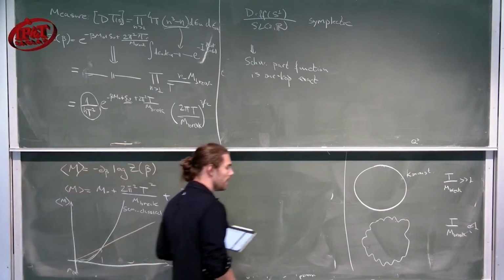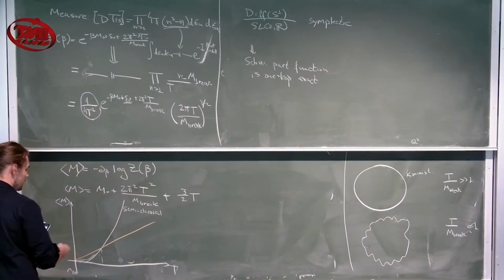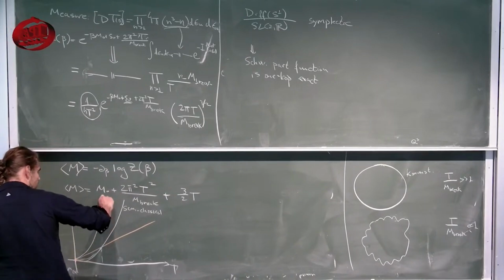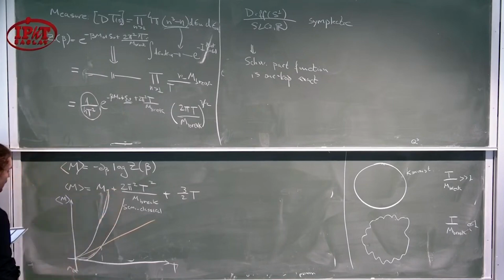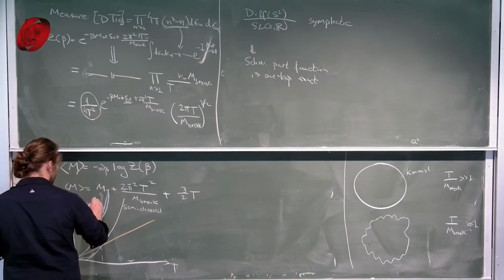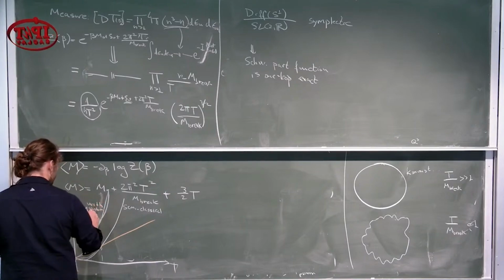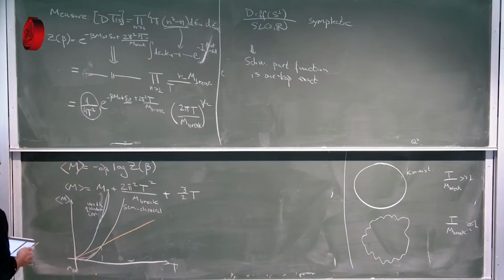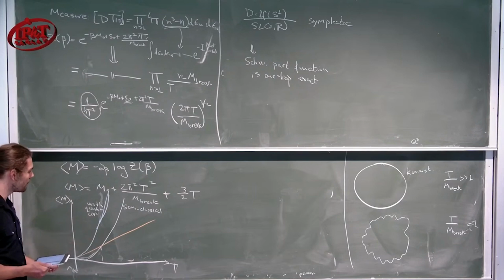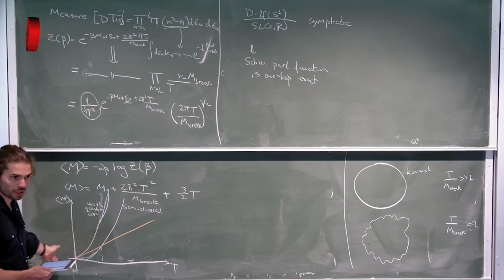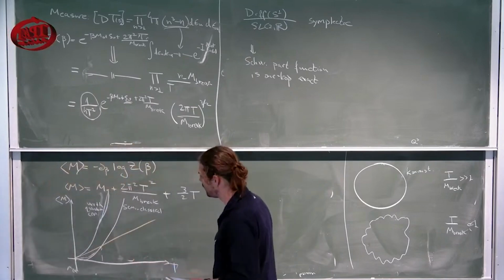Now the shape of the expectation value of M is lifted, and it looks something like this. So this is with quantum corrections. And in particular, it means that these black holes, when you include quantum corrections, can always evaporate to become extremal.